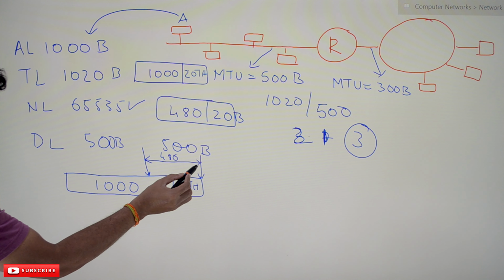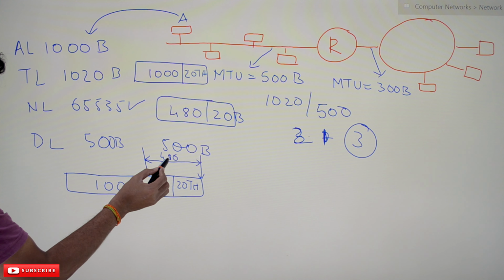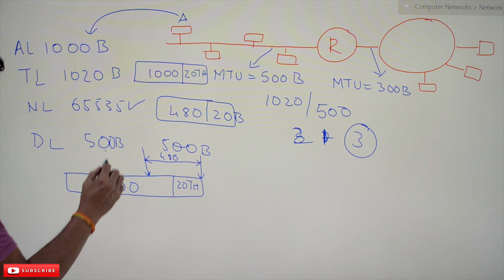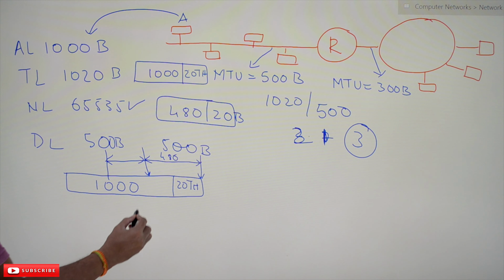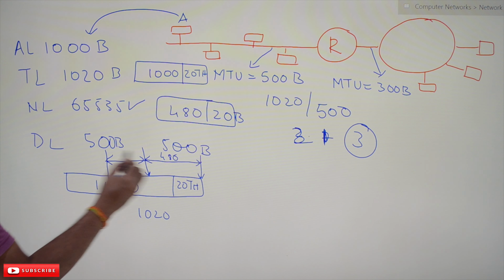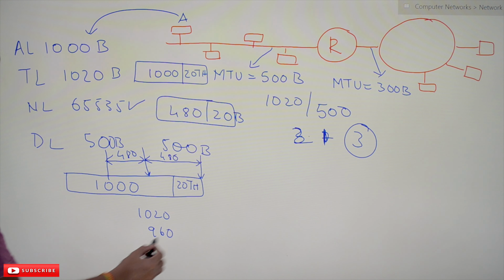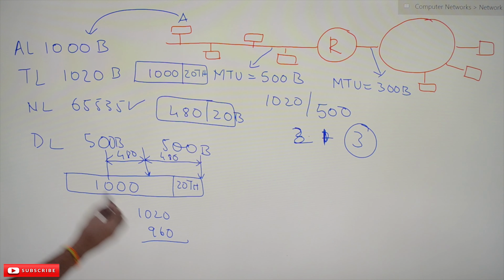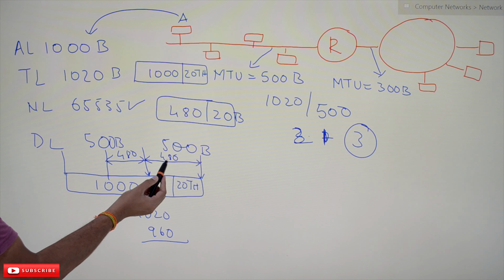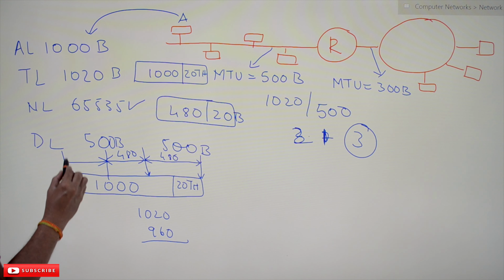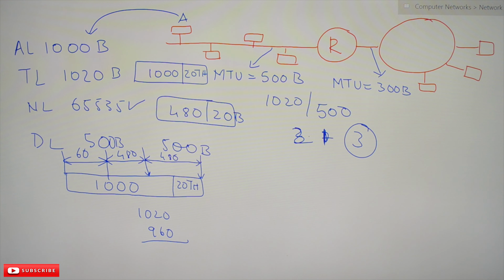So the first piece, every piece should have data bytes of 480 bytes, and the second piece will also have 480 bytes. As we are having 1020, combining the first piece and second piece we have 960, and the remaining is how many bytes? 1020 minus 960 is 60 bytes. So the 60 bytes is the last piece of data.